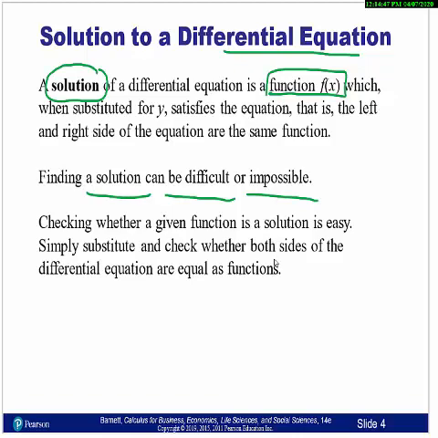So finding a solution for a differential equation can be difficult or it can even be impossible. What does this mean? It is possible that we don't have a solution for a differential equation, first of all. So this makes the equation impossible, right? There is no such solution.